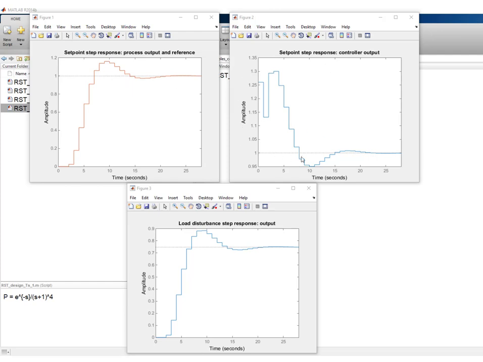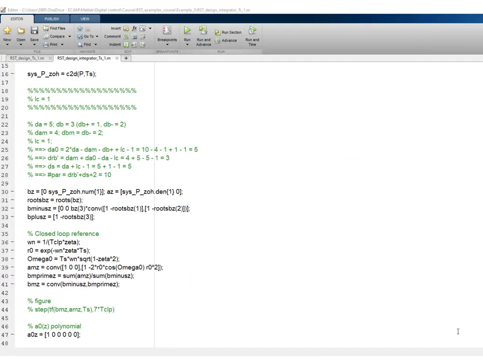This is the controller output, and this is the response to a load disturbance. We do not have any integrator in the controller, so we are not able to reject a load disturbance. We can now have a look at the design with an integrator.